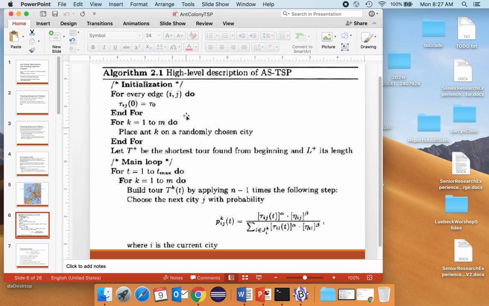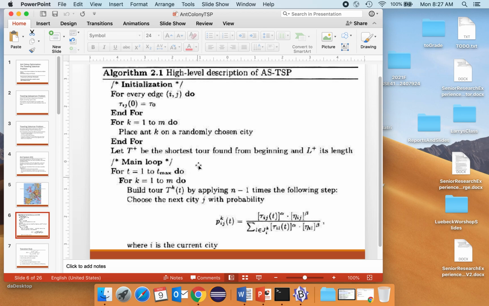So then we have an ant, we have m ants, and we randomly place them on a city, okay? Or we place them on a random city, I apologize. So T plus is the shortest tour found so far, and L plus is its length. And so this is something that's a global variable that we're going to be updating. So it always represents the shortest tour so far.